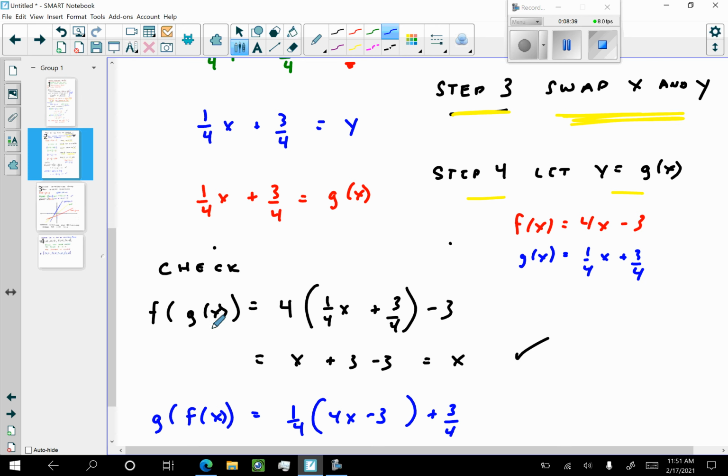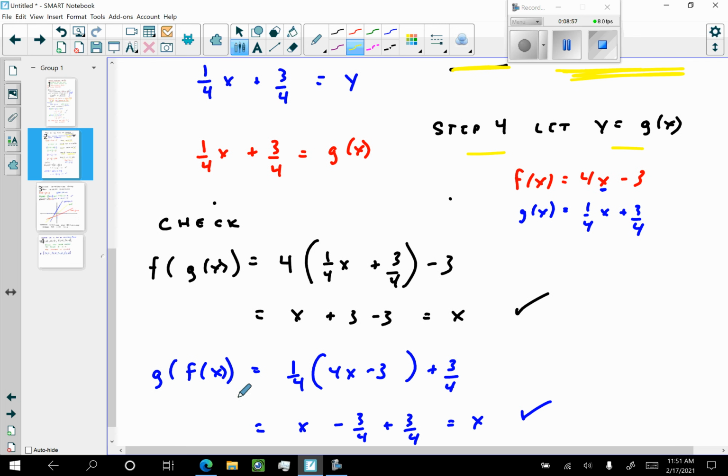So f of g, wherever I see x in f, I'm going to put g. Right here is g. I'm going to do the distributive property. 4 times 1/4 is x. 4 times 3/4 is 3. Minus 3 is x. Check, okay.